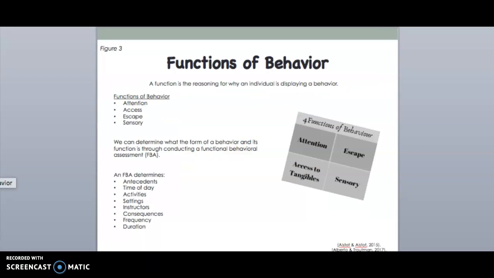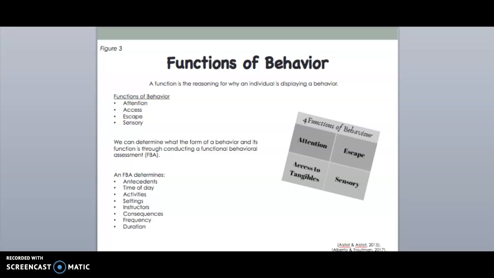Let's talk about some functions of behavior. A function is the reasoning for why an individual is displaying a behavior. If a learner engages in a behavior and it results in the change that they want, the probability of that behavior increasing and occurring again will be high. Individuals may be displaying behaviors to gain attention, to gain access, escape something, or receive sensory input. Functions of behaviors are very individualized, and what is reinforcing for one learner may not be reinforcing for another.